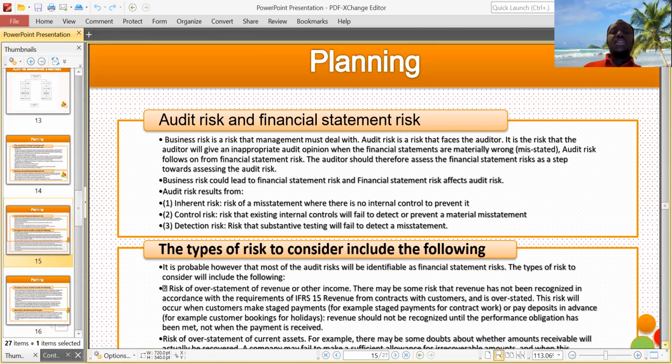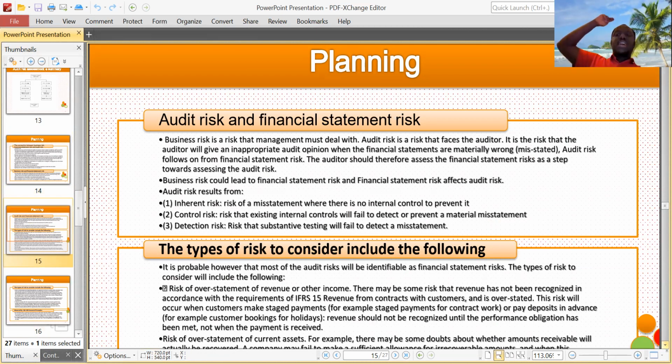Now, audit risk and financial statement risk. Business risk is a risk that management must deal with. Audit risk is a risk that the auditor faces. It is the risk that the auditor will give an inappropriate audit opinion, which we already talked about. Audit risk follows on from financial statement risk. The auditor should therefore assess the financial statement risk as a step towards assessing audit risk.